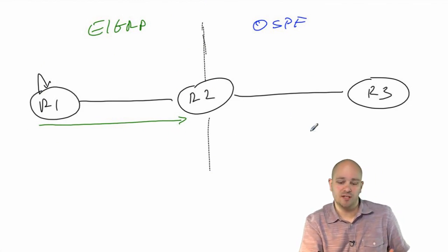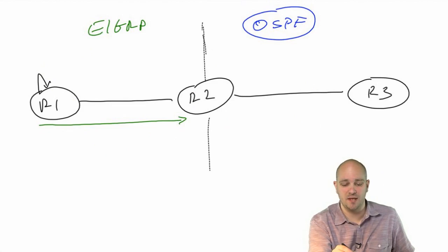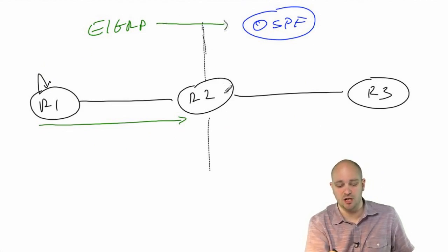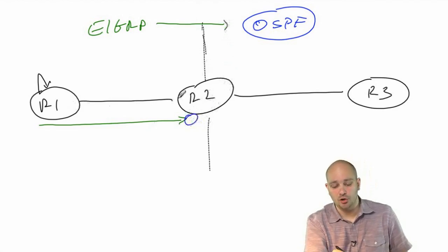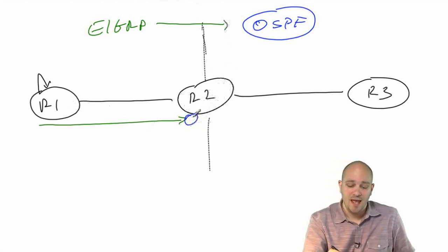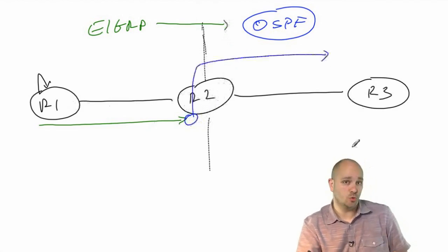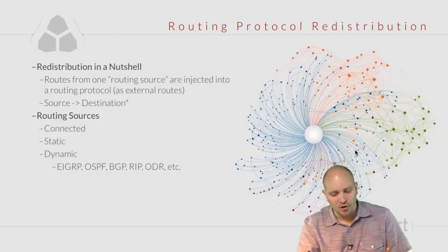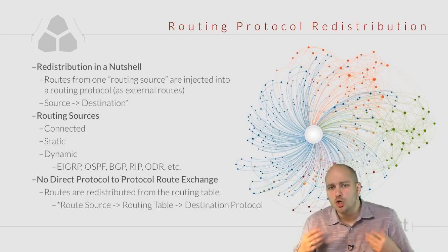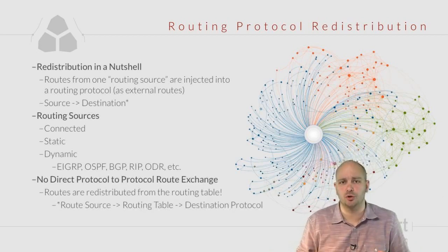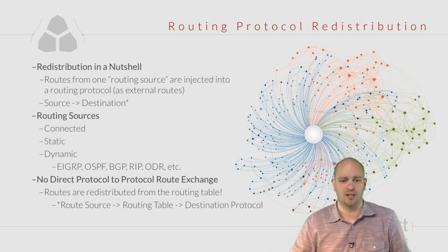If we configure the redistribution process on OSPF to redistribute EIGRP routes, what we are going to have here is the routes learned on R2 by EIGRP actually redistributed into OSPF. However, there is one however here, and that is that there is really no direct protocol-to-protocol route exchange.